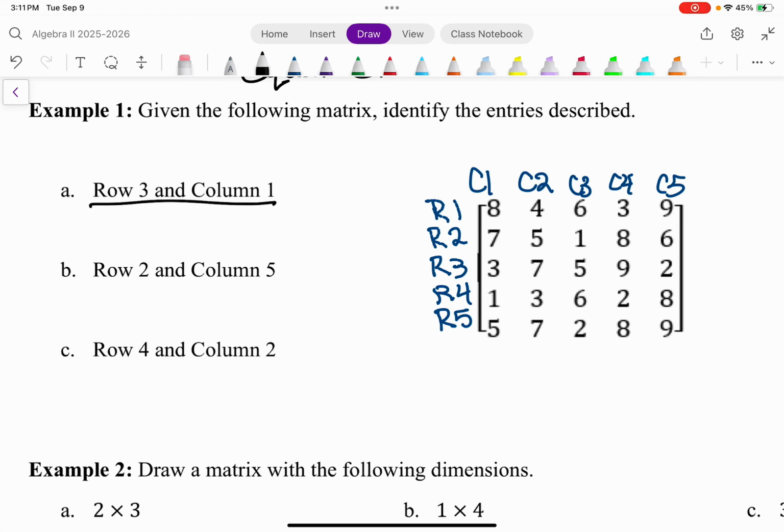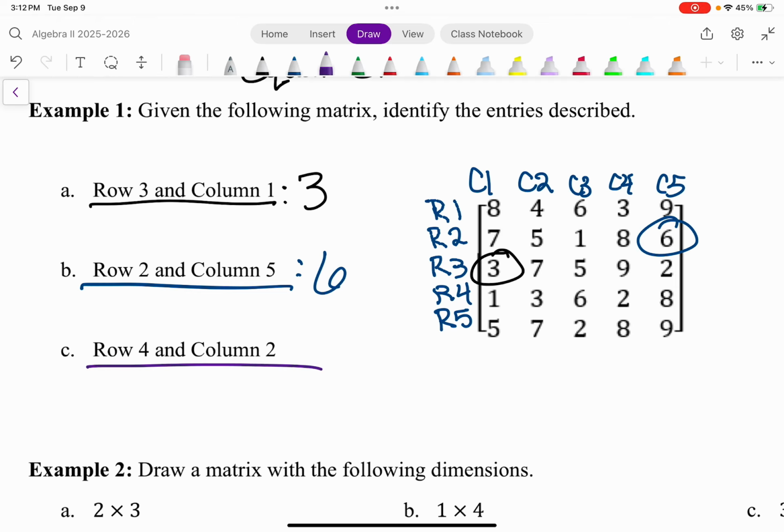So A, we want row 3, column 1. That is going to be number 3. That is the entry in row 3, column 1. Next, for part B, row 2, column 5. So we go down to row 2, over to column 5. This one would have the entry of 6. Then lastly, row 4, column 2. This one has the entry of 3.